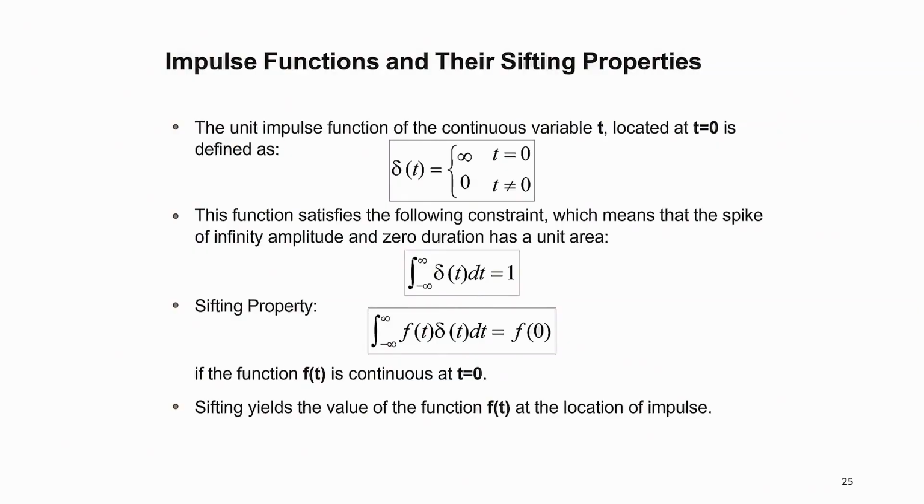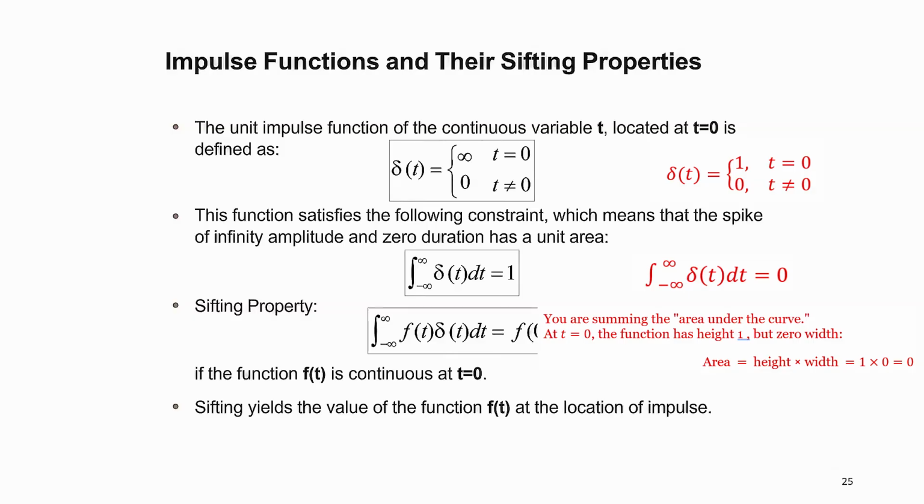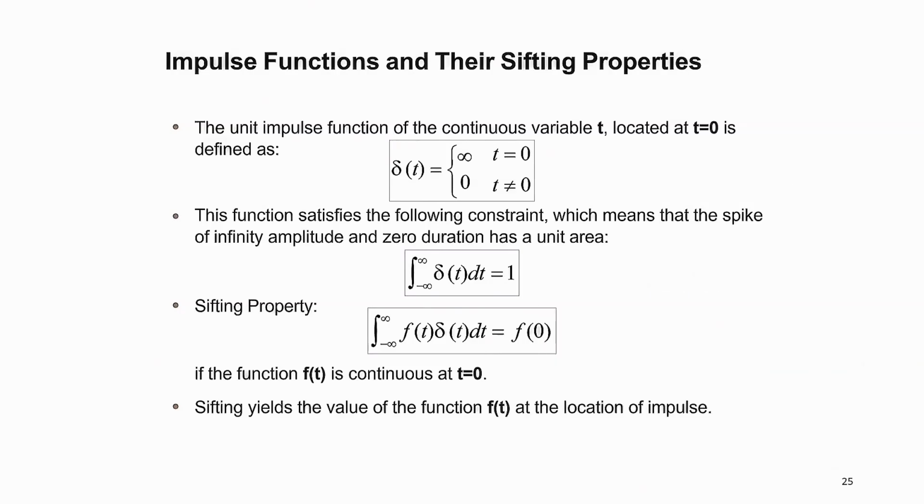However, if I just take delta of t as just... How did the infinity become 1? I'm taking the area of something. Yes, that's the important question. That's why this definition is there. I could have said delta of t equals 1 at t equals 0 and 0 at t not equal to 0. If I do this and integrate it, what will this integration give me? If the definition is this, it gives 0. So that's why in the continuous domain I cannot use this definition. That definition means that the height is infinity. So if I plot the delta function, I can plot it in this fashion.